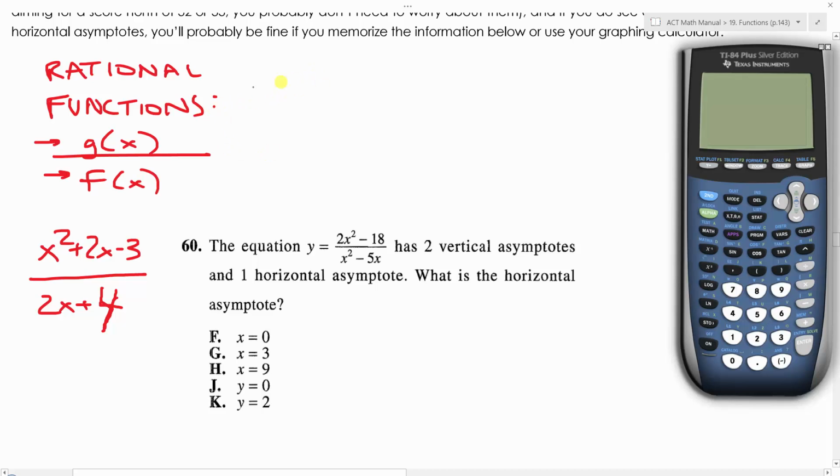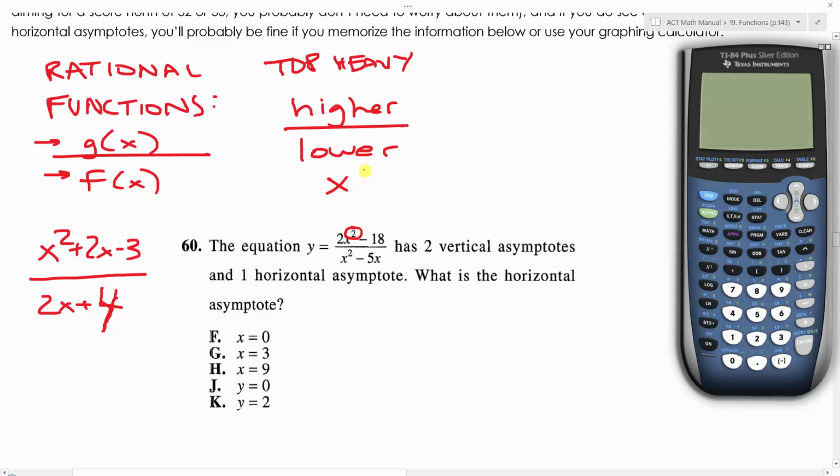So the way that you do this is if you have a top heavy rational function. And what does that mean? That means that the degree in the numerator is higher than the degree in the denominator. So this all deals with degrees. Remember that degree means the highest exponent on your x value in your function.